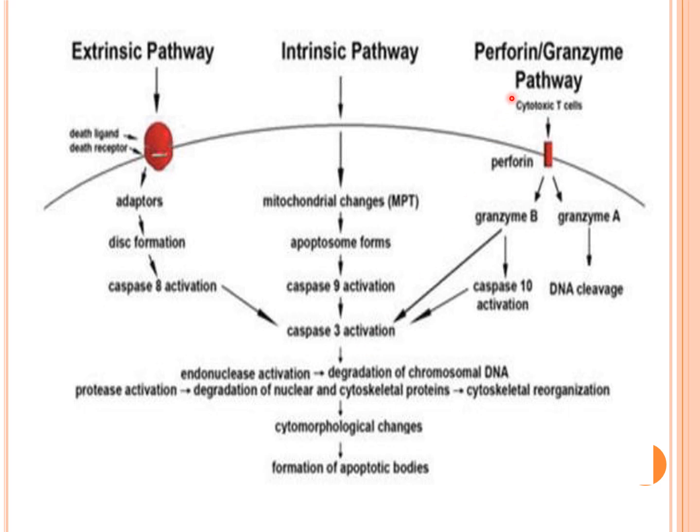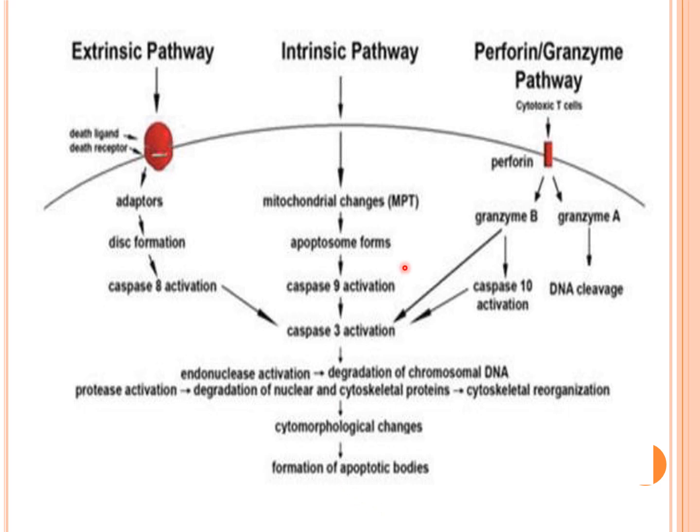And in one more pathway, that is the perforin or granzyme pathway, through the cell these pores will be formed. So these channels are called perforins. So granzyme B and A will be activated, which leads to caspase 10 activation, and A will cause the DNA cleavage. So all this finally will lead to endonuclease activation, leading to DNA fragmentation, and the nuclear and cytoplasmic proteins will be degraded, and finally cytomorphological changes and formation of apoptotic bodies will be seen.